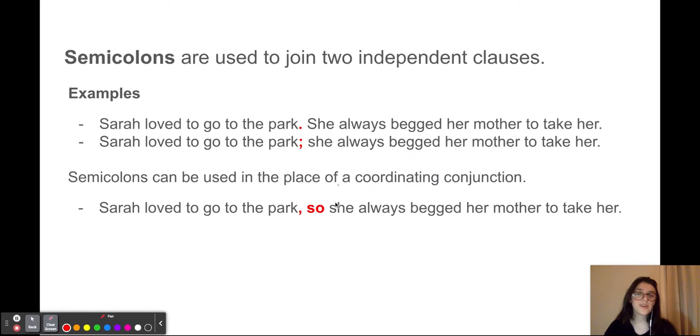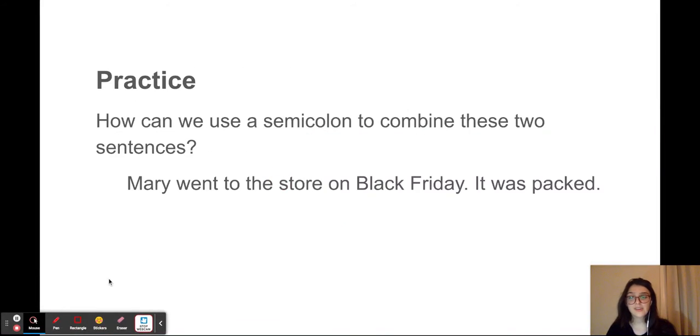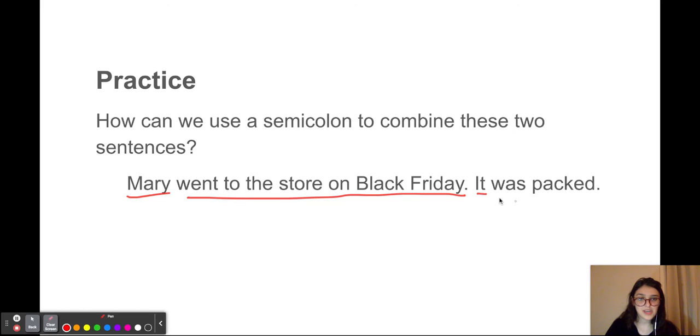So if you ever are confused, can I put a semicolon in this sentence? Try it with a coordinating conjunction. And if it still makes sense, then odds are you're probably on the right track. So let's do a little practice right here before we get to our worksheets. How can we use a semicolon to combine these two sentences? Mary went to the store on Black Friday. It was packed. So again, we have subject, predicate, subject, predicate. So these are both complete thoughts as well. So like we were talking about, that means we would just put a semicolon right here.